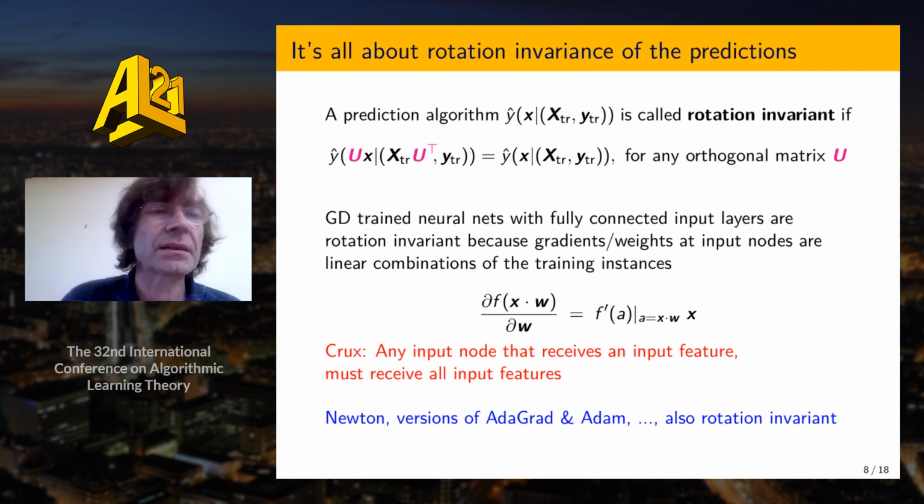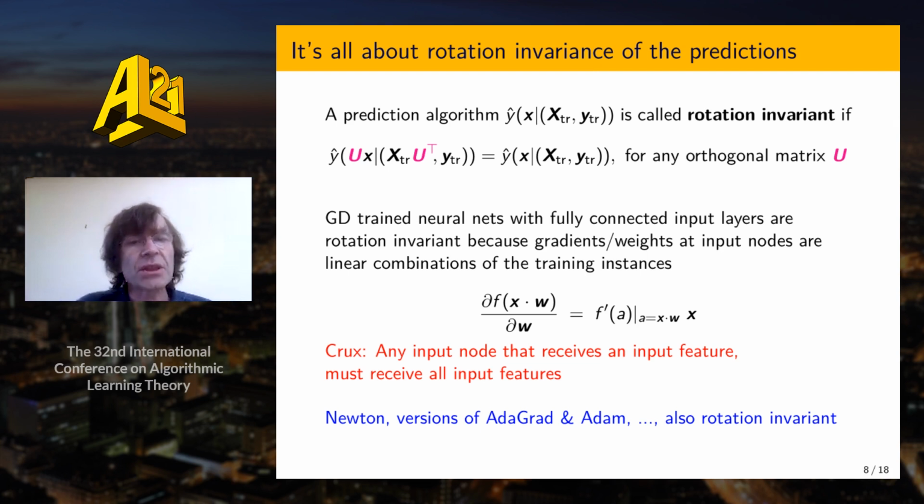Okay, so we rotate and counter-rotate. Now, of course, gradient descent has that property if the input layer is complete, because you rely on complete dot products, and all the derivatives of the weights in the bottom layer are a constant times an instance. And if the instances rotate, the weights counter-rotate and nothing changes. So the key is, again, any input node that receives an input feature must receive all.